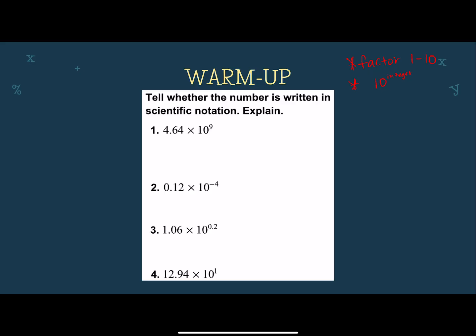Okay, so if you look at number 1 here, I do have a factor that's between 1 and 10, and I do have 10 to an integer, so this would be in scientific notation. There's nothing wrong with it. It is yes. Number 2, I do have 10 to an integer, but my factor here is less than 1, and it needs to be between 1 and 10. So this would not be in scientific notation because 0.12 is not between 1 and 10.